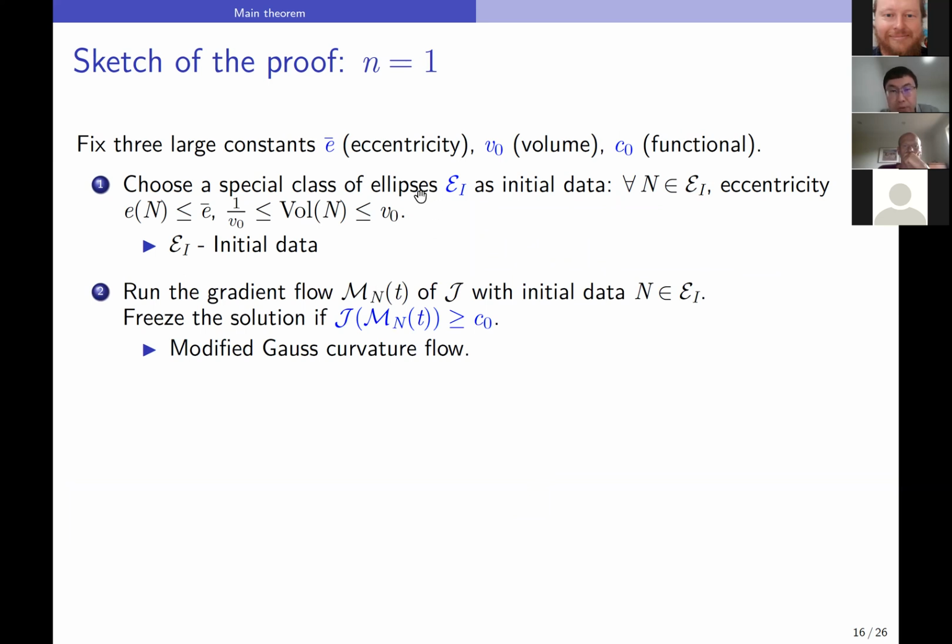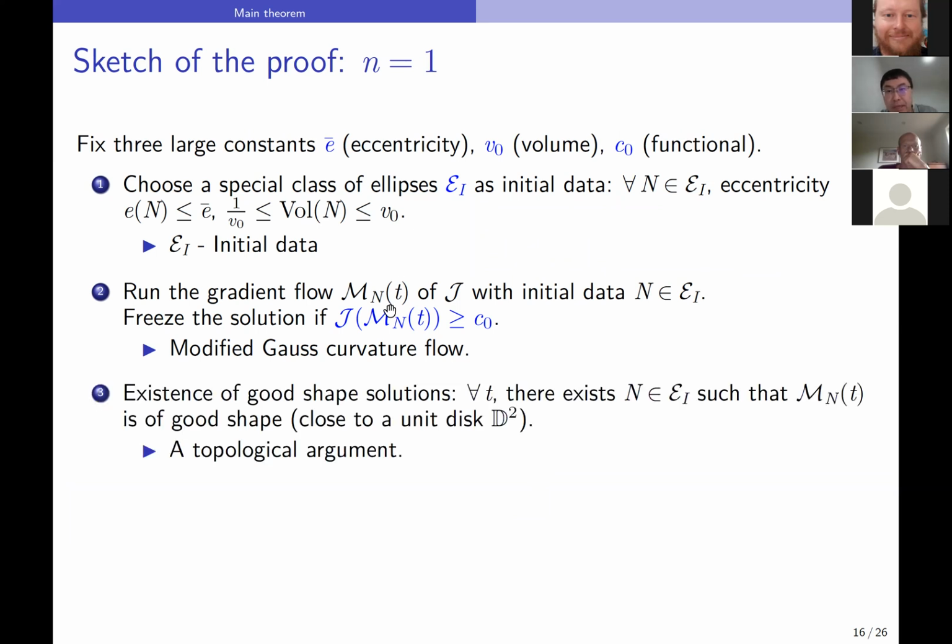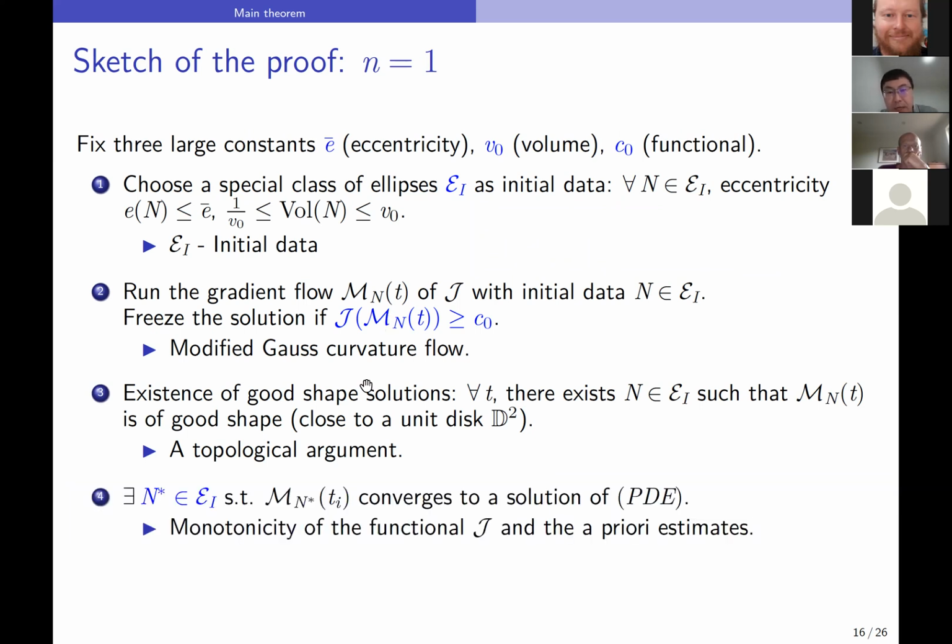In the first step, we choose an initial class of ellipsoids, and this is our initial set. Then we run the flow with the initial surfaces in this set, and here we take a special action, and the key property is that we can prove the existence of good shape solutions at any time t. The third step is the key step. Once we have this key step, we can easily find a nice object N star such that the flow starting from N star will converge to a solution to our main equation.